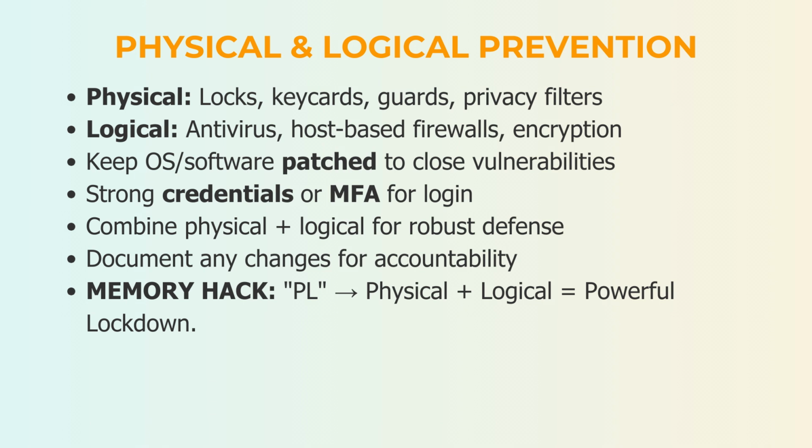Robust security demands integrating physical measures with logical controls. Physical barriers include locks, keycards, privacy filters on monitors, and surveillance cameras that deter unauthorized entry. Logical measures consist of antivirus software, host-based firewalls, data encryption, and routine patching of operating systems or applications. Monitoring tools like intrusion detection systems and log analyzers spot unusual network traffic or repeated access attempts. These layers work best when combined.